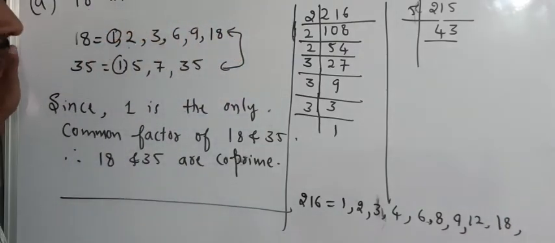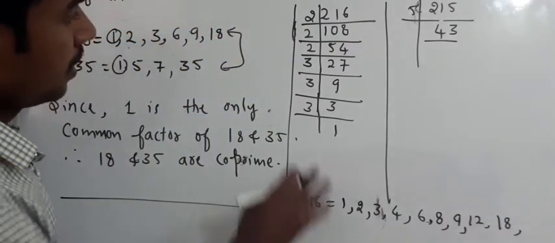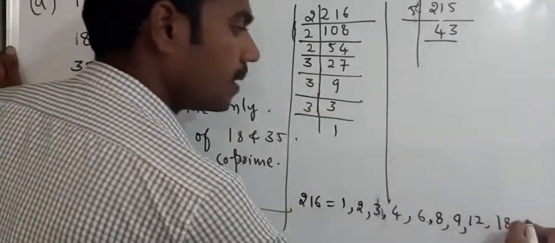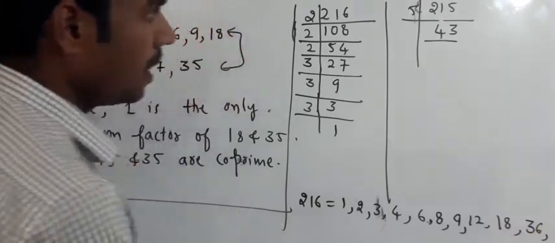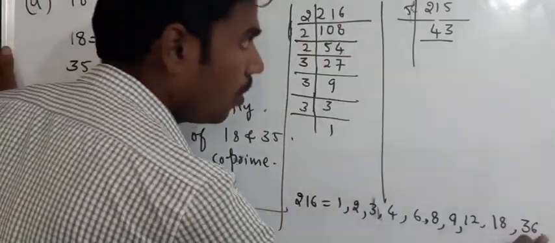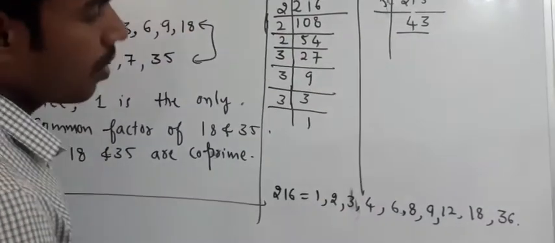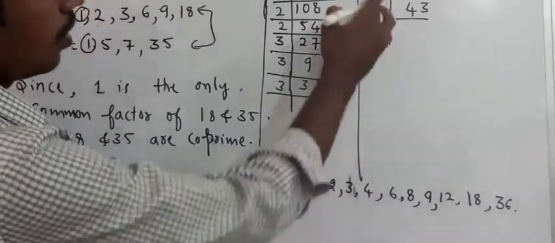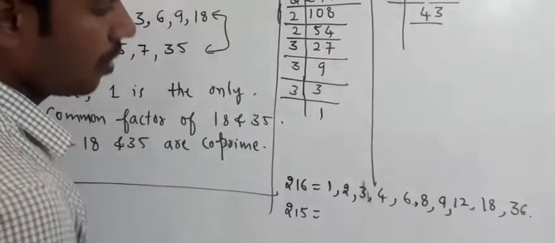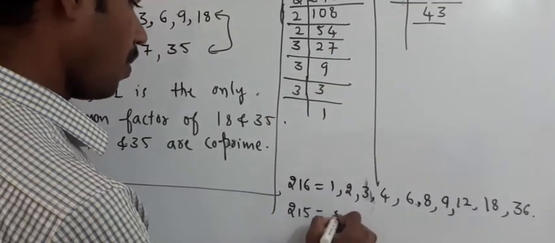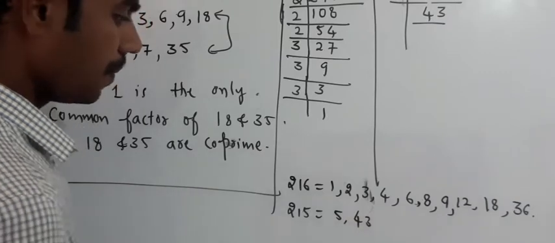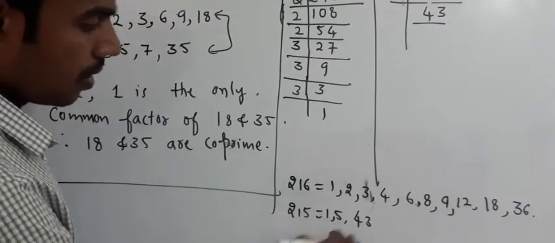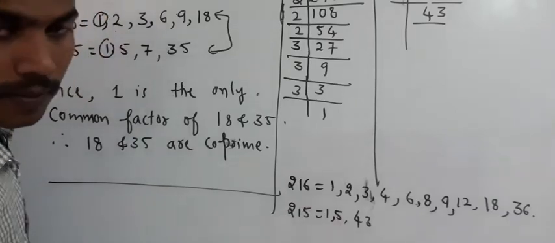After that, 18, 3 3s are 9, 9 2s are 18, 18 2s are 36. So many such combinations are possible. As of now, only 5 and 43 are the factors. We will stop here because we only need to extend till 5 and 43. So 5 and 43 are the factors. See, 1, 5, 43. So what are the possible common factors? Only 1 is the possible common factor.